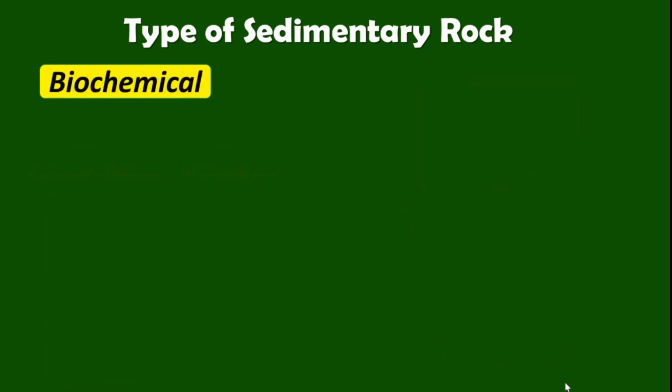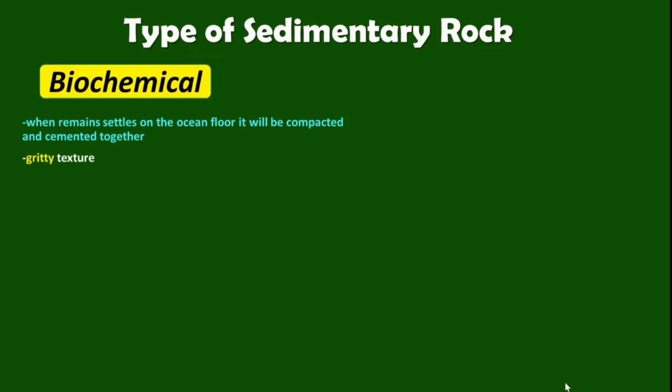Biochemical rock is a sedimentary rock that was formed by organisms or contains the remains of organisms. They are formed when remains settle on the ocean floor and are compacted and cemented together. They have a gritty texture and are mostly formed in the ocean.